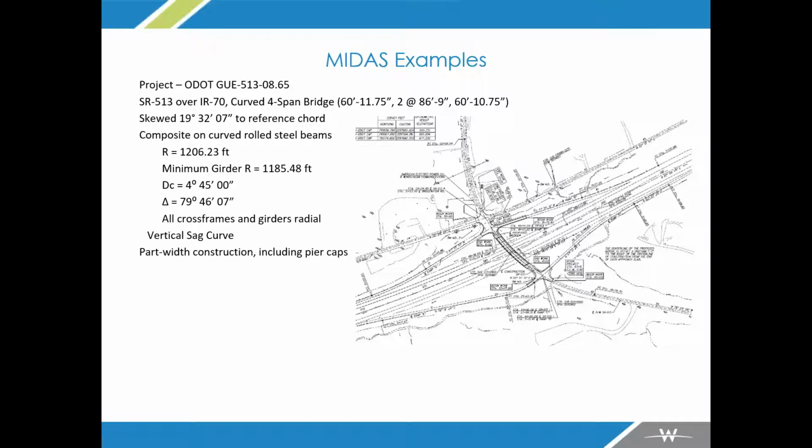And then we also had part width construction, and that part width construction included temporary supports under pier caps during a live load situation. So we're actually looking at load rating of the temporary condition where we've cut the bridge in half, and we've got temporary supports under the pier caps. So we got to load rate those.